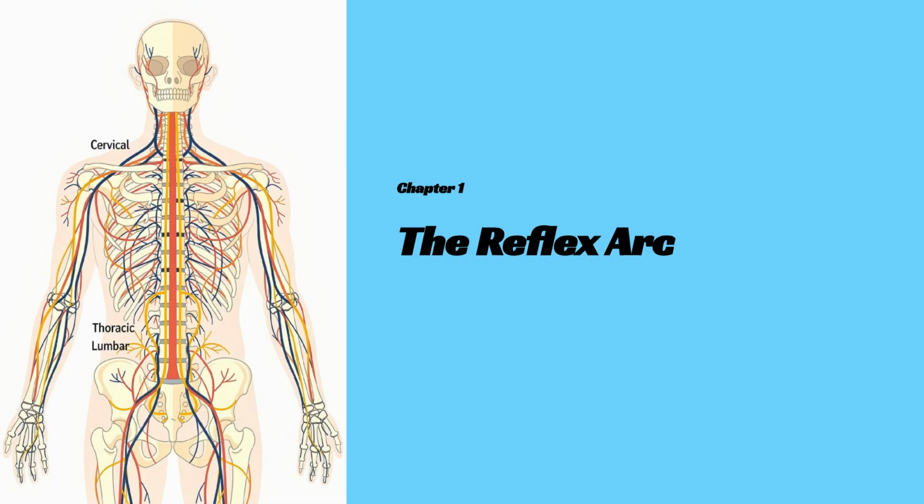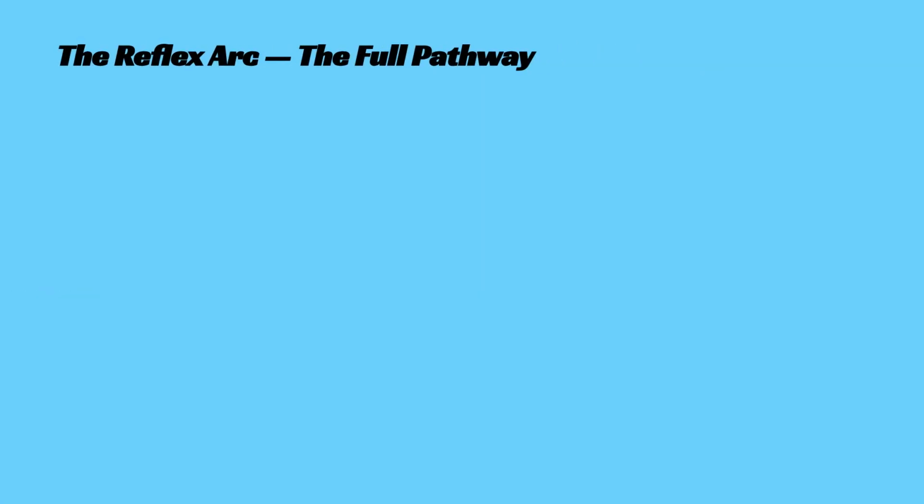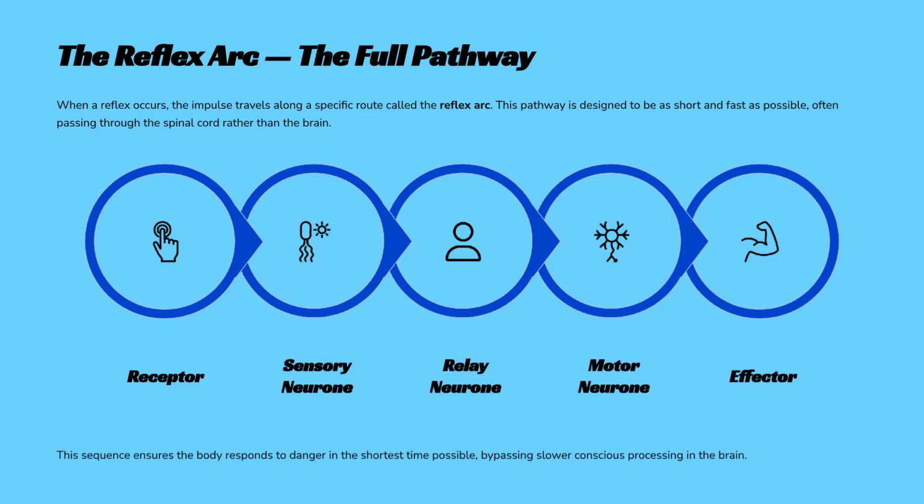Chapter 1 focuses on the reflex arc. This is the pathway an impulse travels from a stimulus to a response through the nervous system. The reflex arc is a specific, short, and fast pathway. The components in sequence are receptor, sensory neuron, relay neuron, motor neuron, and effector.